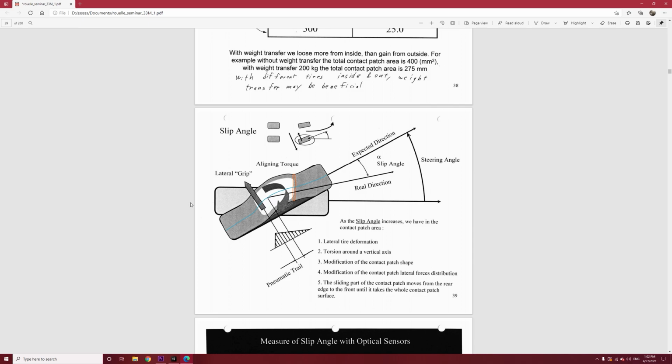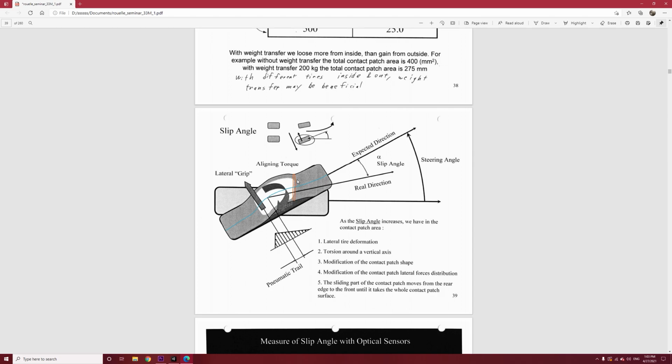This is the front right wheel of a car turning left. So the wheel has rotated to the left. You can see the expected direction of the wheel. If there were no slip angle, that would be the direction we would be traveling, which is the same as the forward direction of the wheel. But there is lateral force which deforms the tire. The white area you see is in contact with the road.